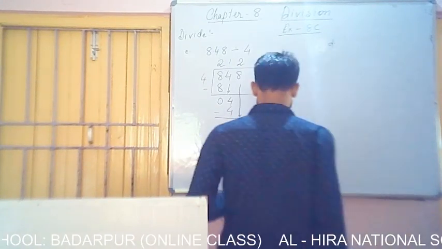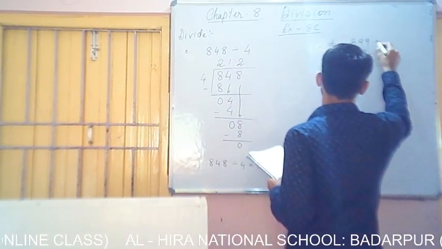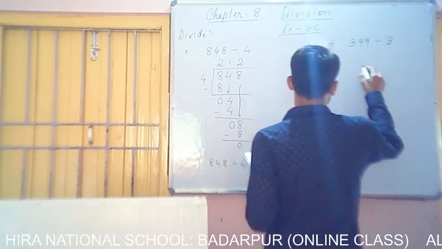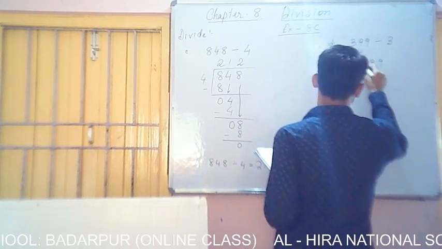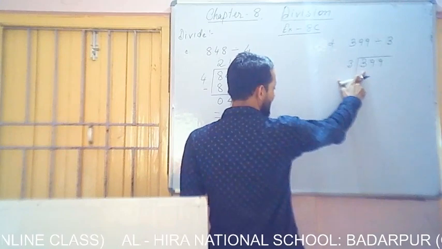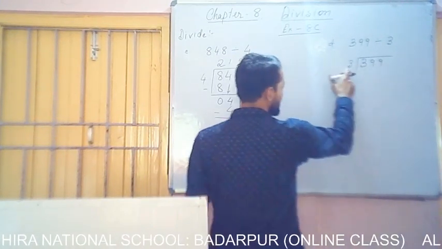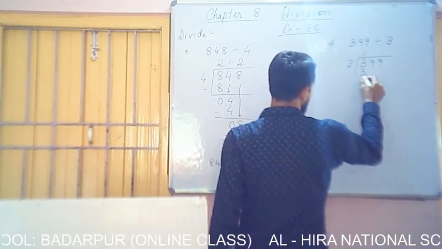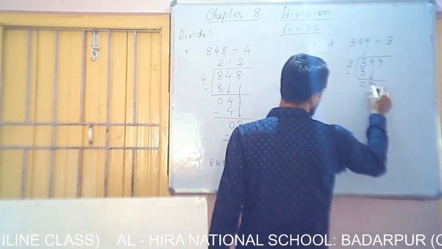Question number D. 399 divided by 3. Here you can see the hundreds place is equal to the divisor, and the tens place and ones place are greater than the divisor. So 3 ones are 3. 3 minus 3 equals 0. Bring down 9 tens.